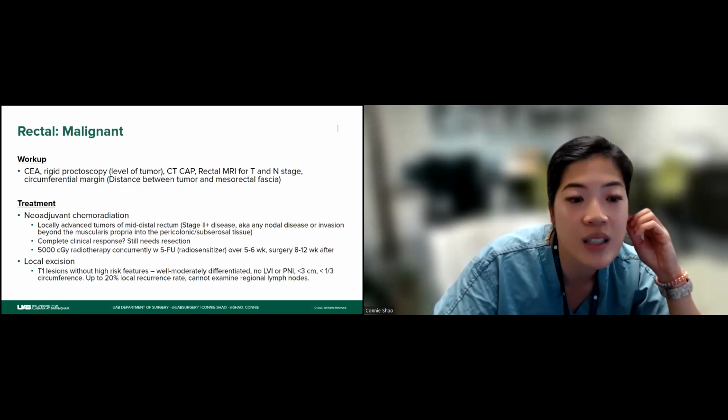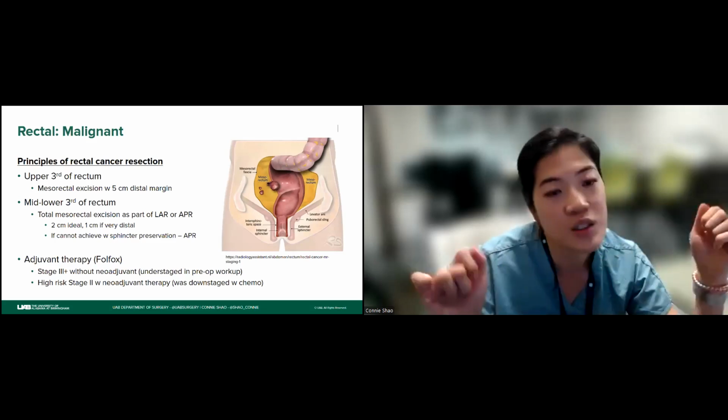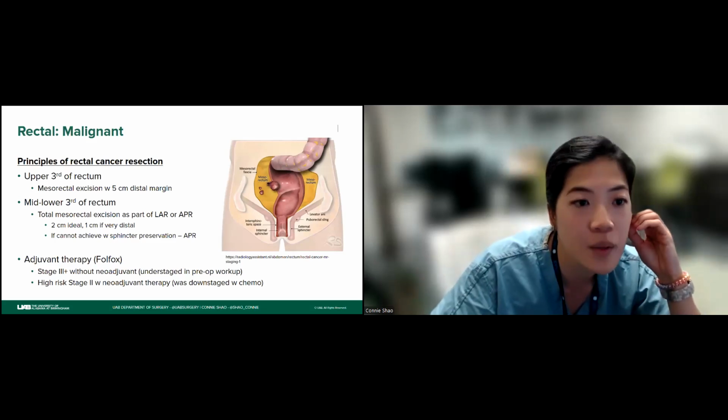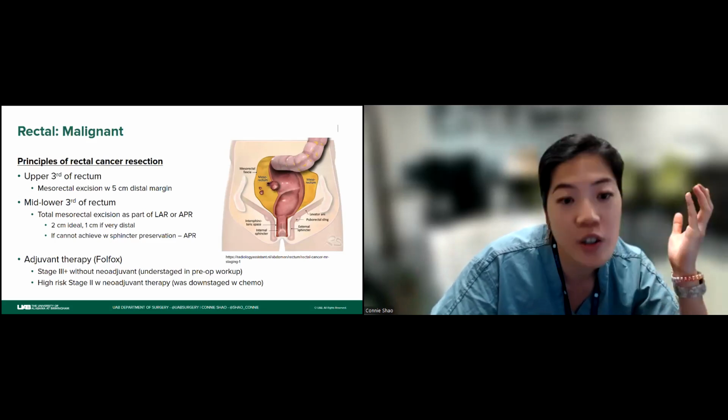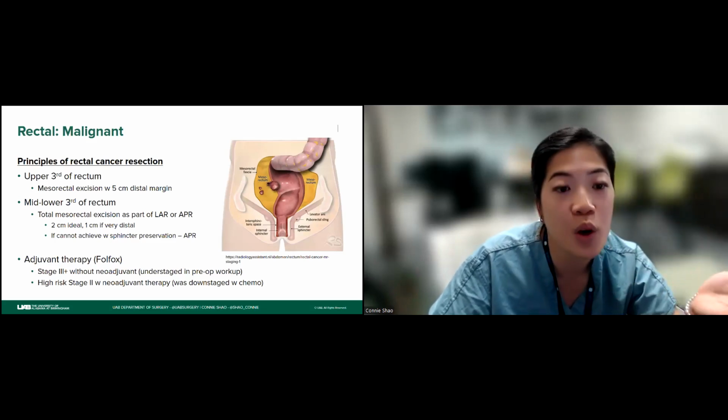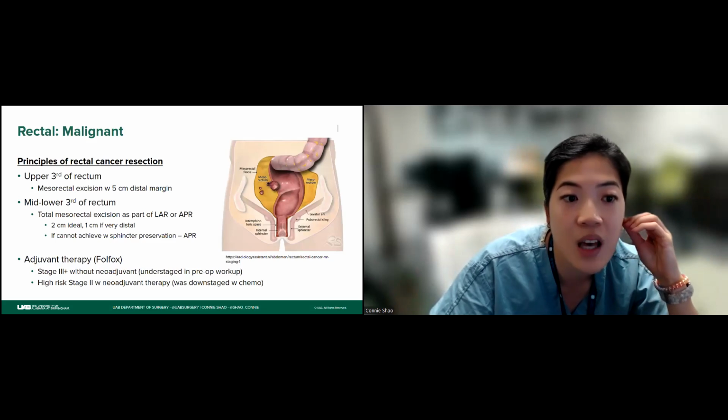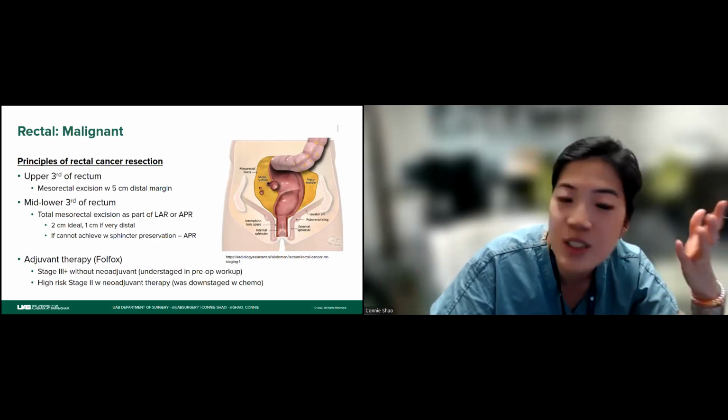And then same thing with colon cancer, if you have T1 lesions without high risk features and all those things, you can do just an endoscopic resection, just with a scope, you can get the whole polyp. And then the surgery is different. So the margin, you would try to get as much as possible, just like with colon cancer, about 5 centimeters. If it's in the upper third, and in the mid to lower third, you try to get 2. If you can't, maybe 1.